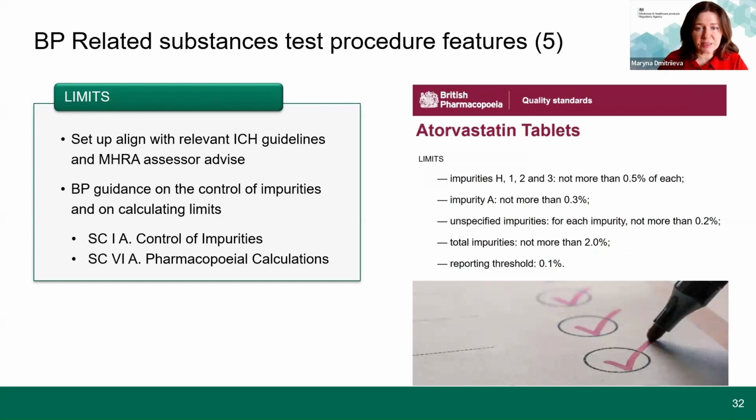The limits are set aligned with the relevant ICH Q3A and Q3B guidelines and MHRA assessor advice. In setting limits, we are taking into account the specification of the products approved in the UK. Guidelines on the control of impurities and on calculating limits can be found in the relevant BP supplementary chapters. Next slide, please.